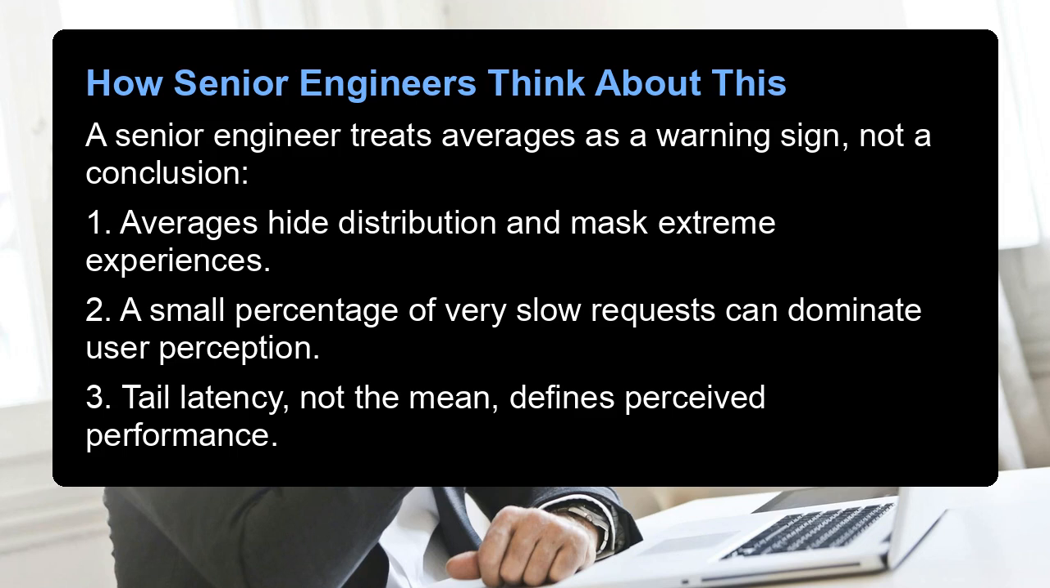1. Averages hide distribution and mask extreme experiences. 2. A small percentage of very slow requests can dominate user perception. 3. Tail latency, not the mean, defines perceived performance.